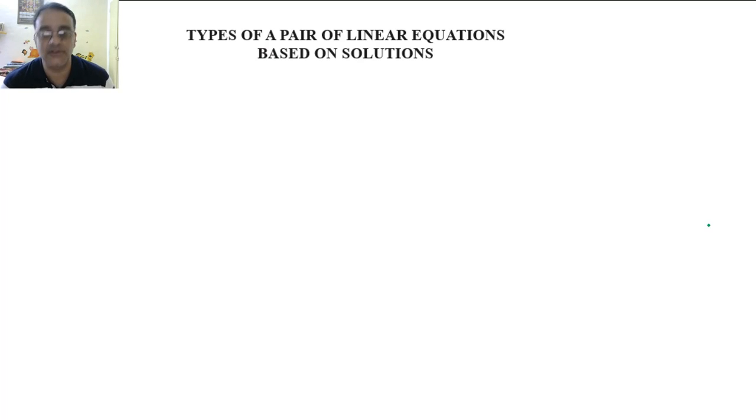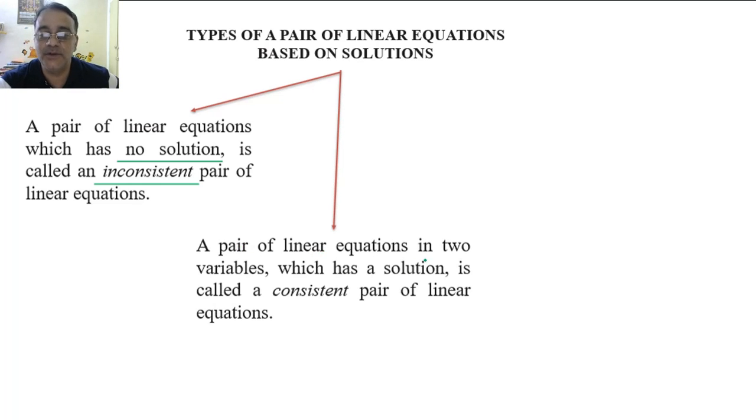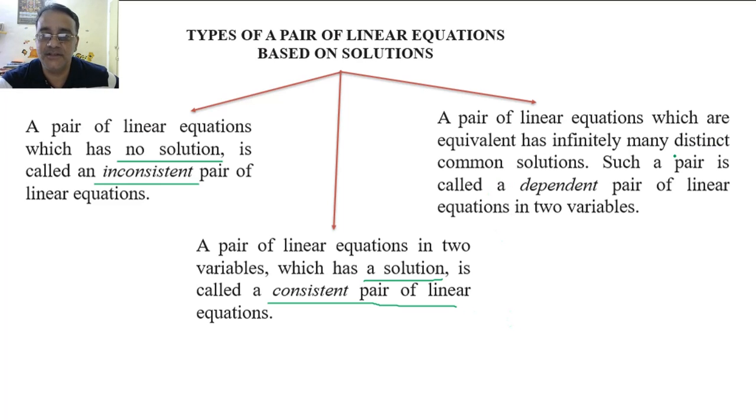So there are three types of solution. First of all, if a pair of linear equation has no solution, that pair of linear equation is called an inconsistent pair of linear equations. Okay, now the second one, if the pair of linear equations in two variables has one solution, then that pair of linear equations is called consistent pair of linear equations. And the third one, if a pair of linear equations has infinitely many distinct common solutions, such a pair is called dependent pair of linear equations in two variables.